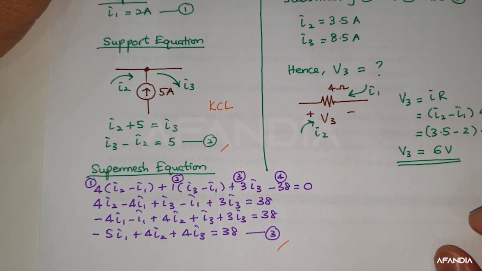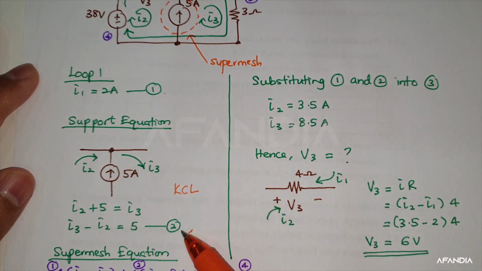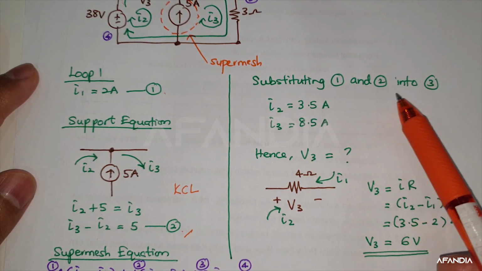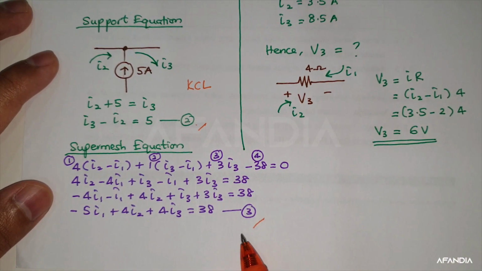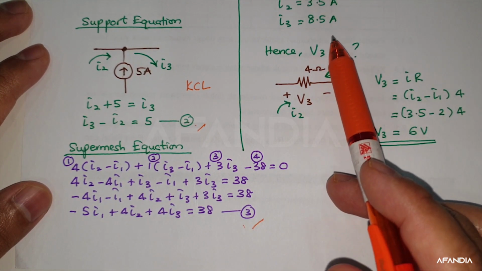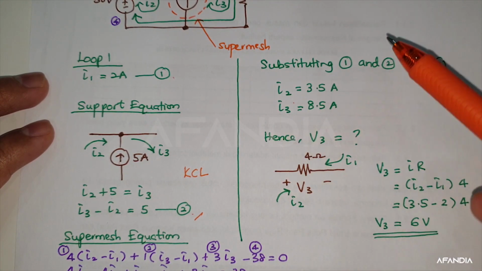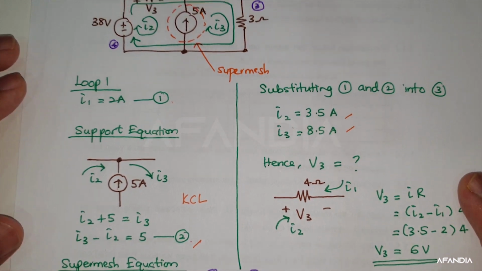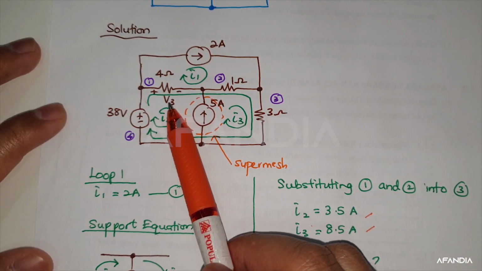So what you need to do is only to rewrite and rearrange, and finally you can get equation 3. Once you have 1 as well as 2, then you substitute into this third equation. So you can get your I2 as well as your I3. Since the question asks what is actually the value of V3 over here.